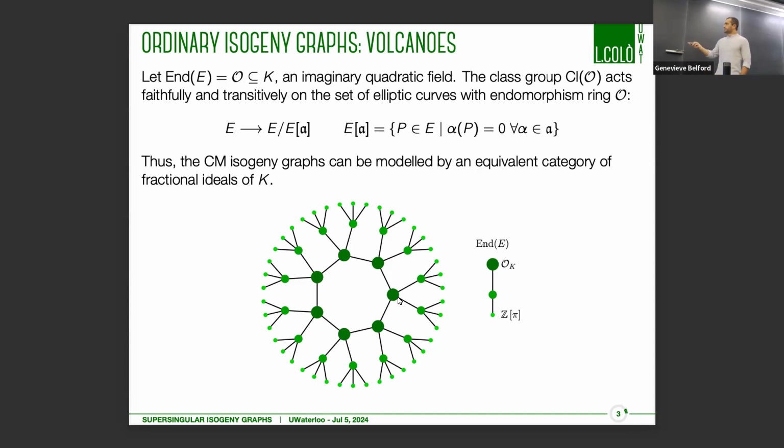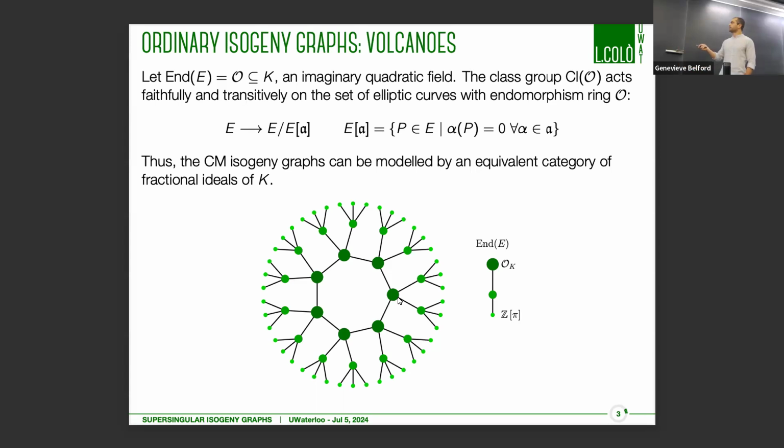Now, this is what happens in the ordinary case. As we said, an ordinary elliptic curve has an endomorphism ring which is an order inside a quadratic number field. And whenever we have an order in a quadratic number field, we can construct its class group. And it turns out that the class group of this object actually acts on the set of ordinary elliptic curves, and this action is commutative.